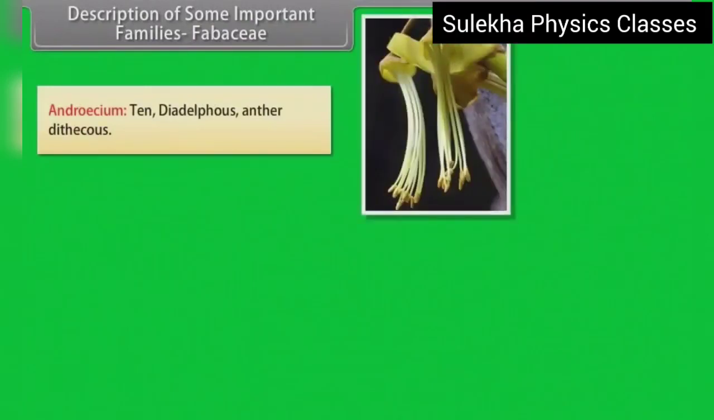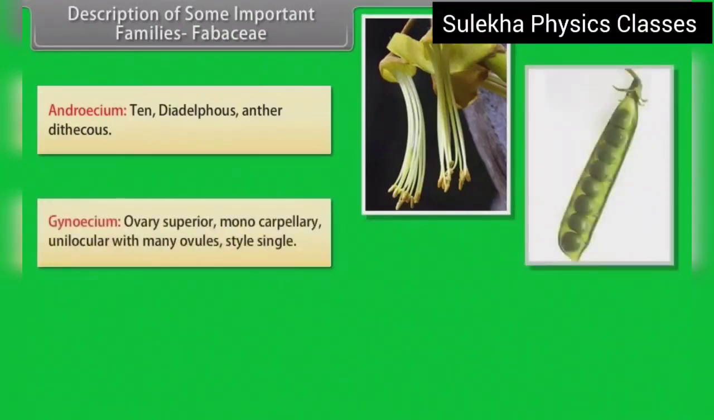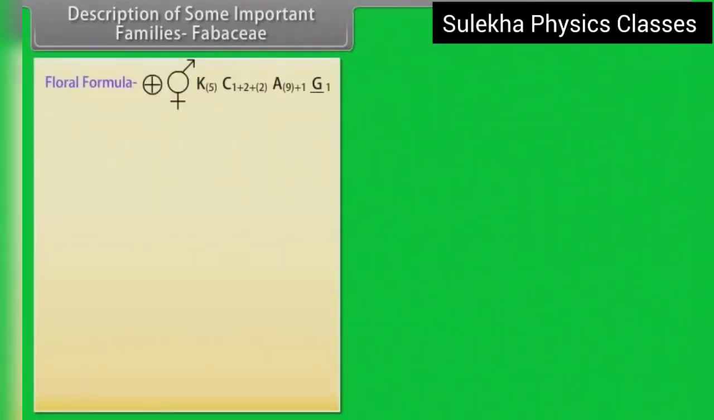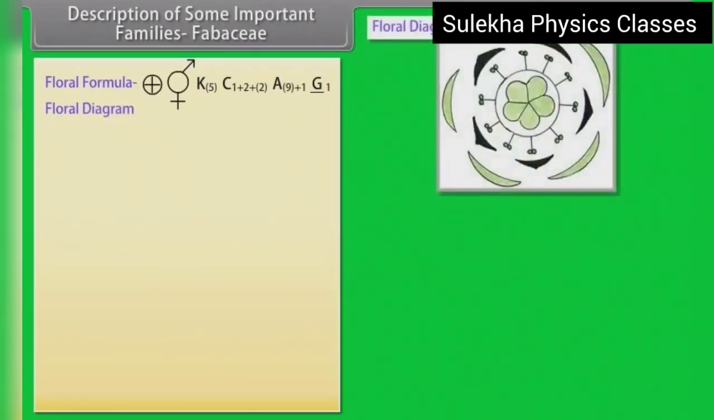Androecium 10, diadelphous, anther dithecous. Gynoecium, ovary superior, monocarpellary, unilocular with many ovules, style single. Fruit, legume. Seed, one to many, non-endospermic. Floral formula is shown, and this is the floral diagram.